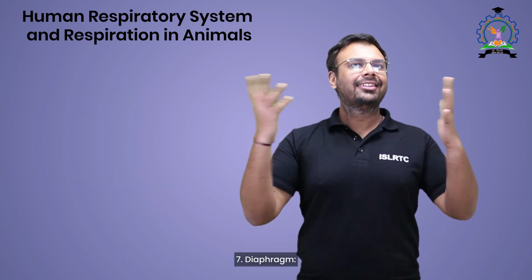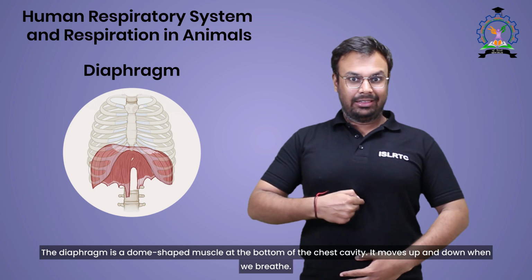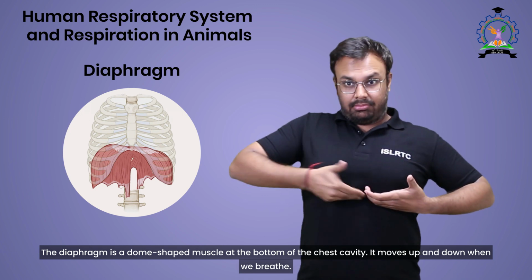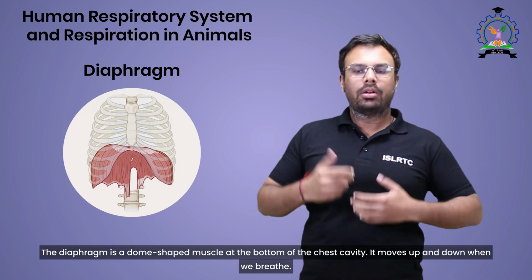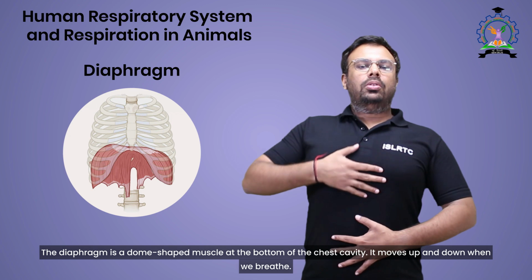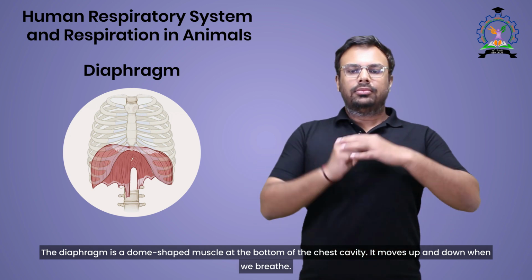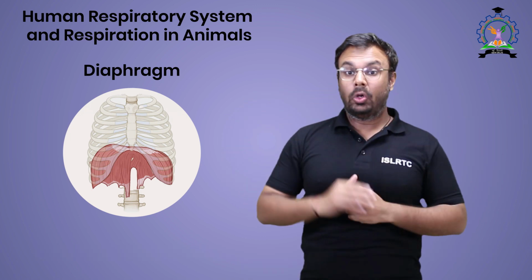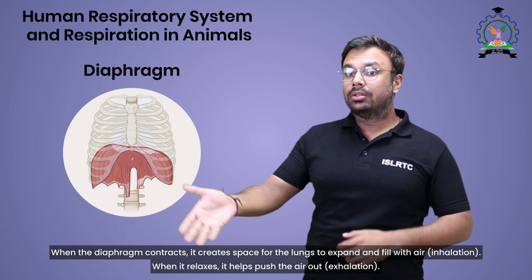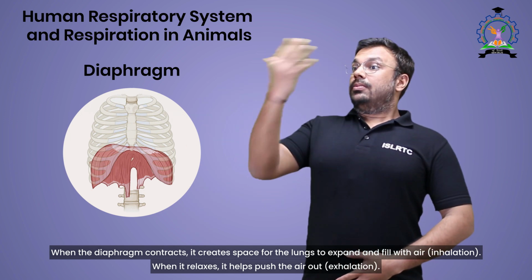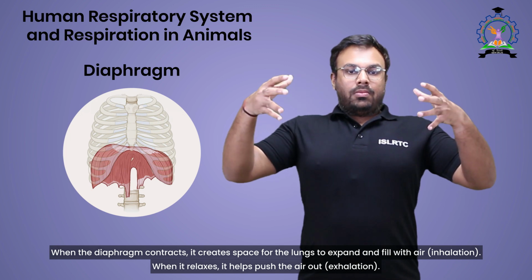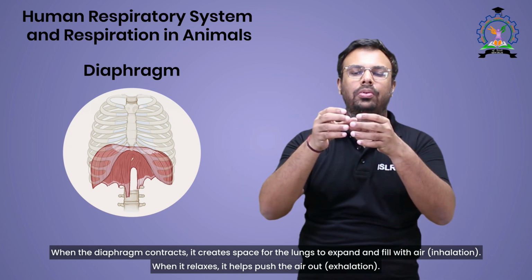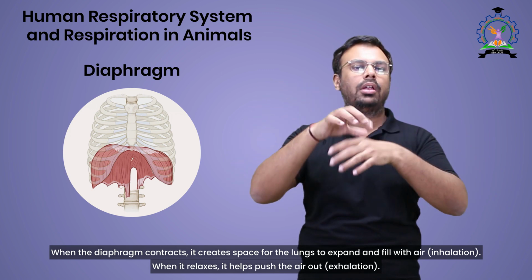7. Diaphragm. The diaphragm is a dome-shaped muscle at the bottom of the chest cavity. It moves up and down when we breathe. When the diaphragm contracts, it creates space for the lungs to expand and fill with air, inhalation. When it relaxes, it helps push the air out, exhalation.